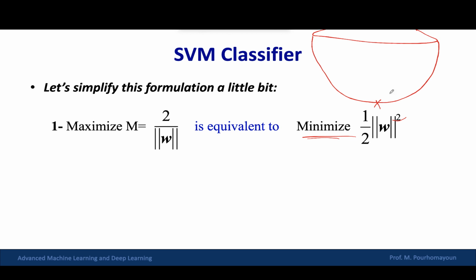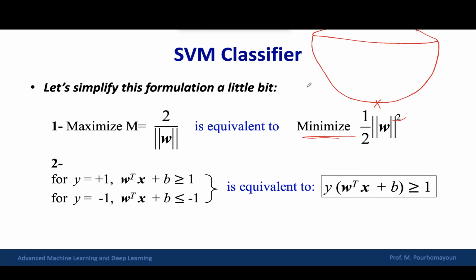As soon as we know that it's a convex function, then we can find the minimum of that. By making a square, making it quadratic, it guarantees that it's a convex function. So this is the first change I make.